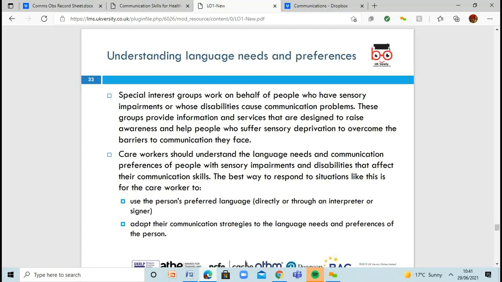And then again, you need to understand what the person's language needs are, what preferences they have, and work in line with that. Either get another staff member to help them if they have the same language skills, or try and get a family member to communicate for you, or an interpreter or a signer.